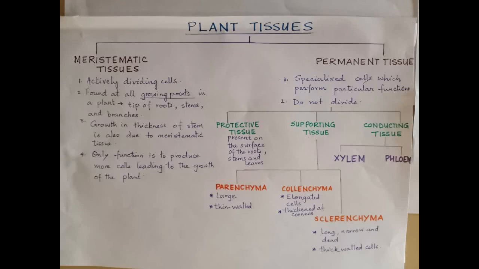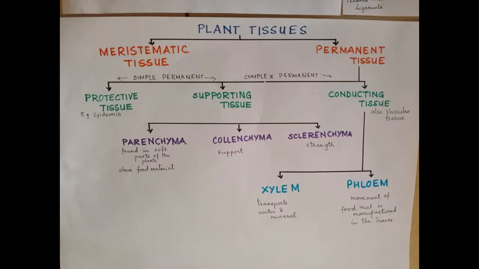Now we come to the third, that is the complex permanent tissue, which is the conducting tissue, and the other name given to this conducting tissue is vascular tissue. Under vascular tissue come two main categories, that is the xylem and the phloem. The xylem transports water and minerals in the plant body, whereas phloem helps in the movement of food that is manufactured in the leaves. So here we come to the brief explanation of plant tissue.